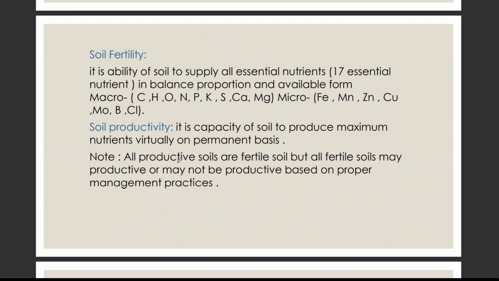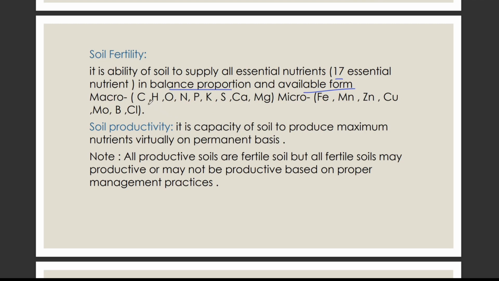After that we have soil fertility and productivity. Soil fertility is the ability of the soil to supply all essential nutrients. It is the inherent capacity of the soil. The number of essential nutrients is 17. They should be present in balanced proportion and available form to the plants.